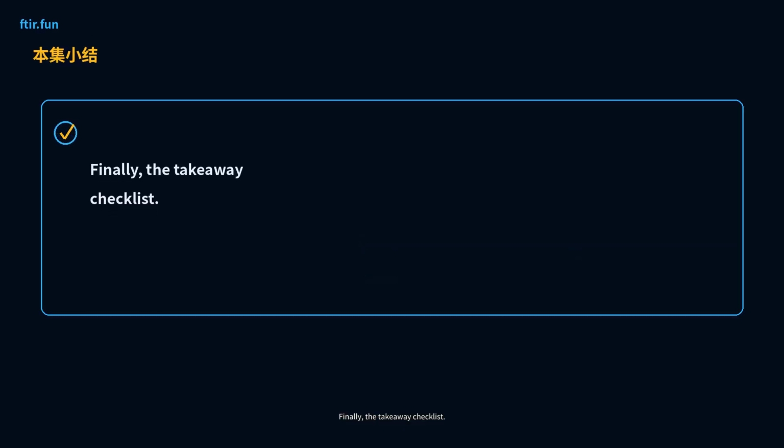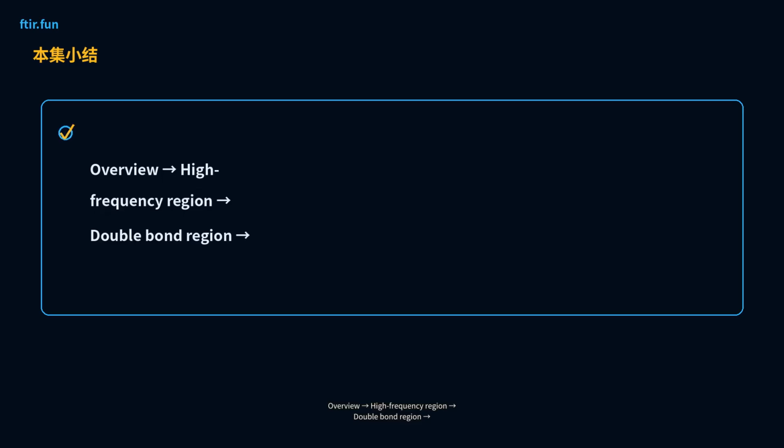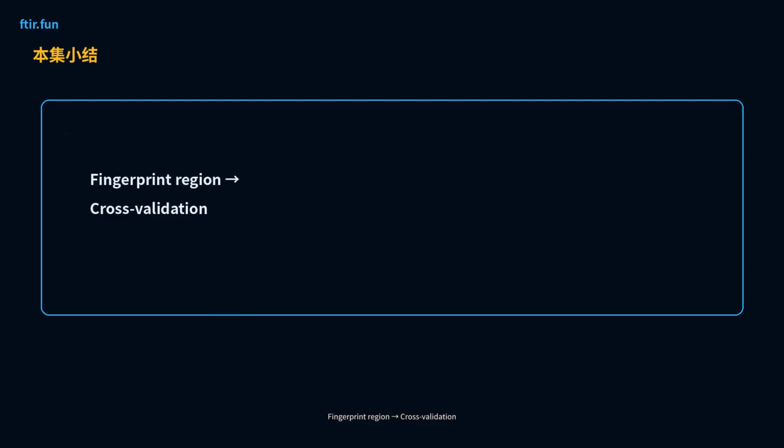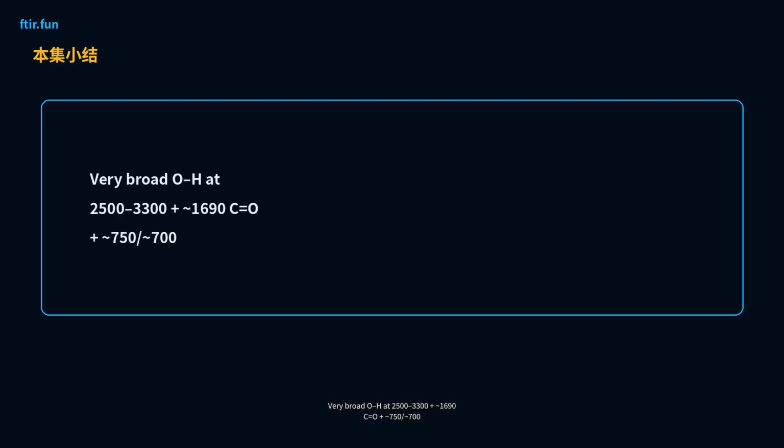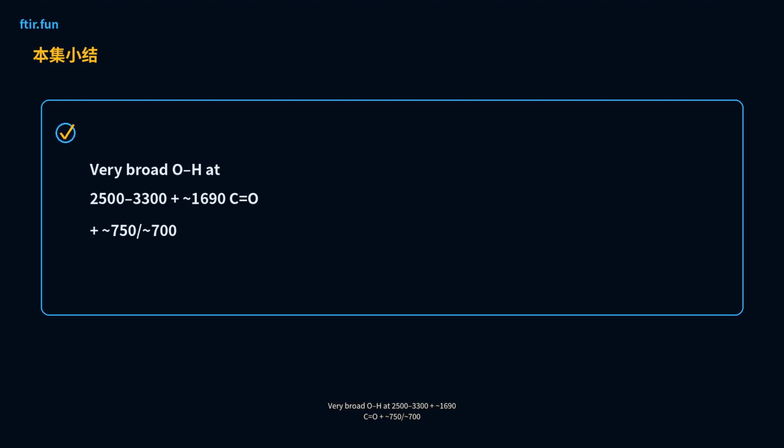Finally, the drill checklist. Make sure you can recall each item. Core knowledge points. Analysis procedure overview: high-frequency region, double bond region, fingerprint region, cross-validation. Benzoic acid: very broad O-H at 2,500 to 3,000, plus 1,690 C=O, plus 750 and 700, monosubstituted.